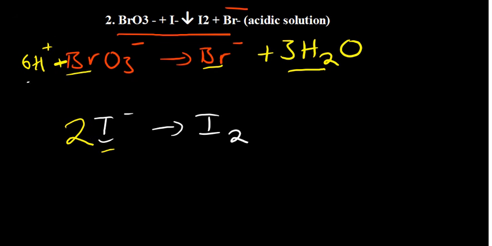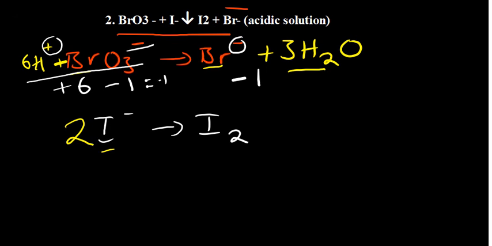So we have positive 6, then we have a negative charge, so minus 1. On the products, we have a charge of negative 1 only. So 6 minus 1 on the left will give us positive 5. So we have a change of charge from 5 to negative 1. Whenever there is a decrease in the charge, it tells you that there was a gain of what? There was a gain of electrons.